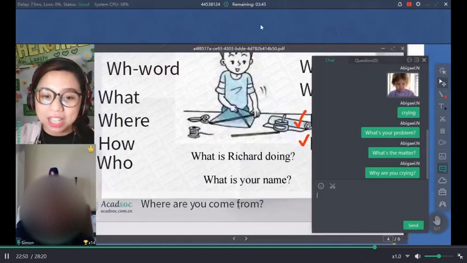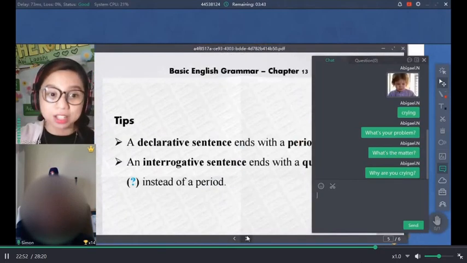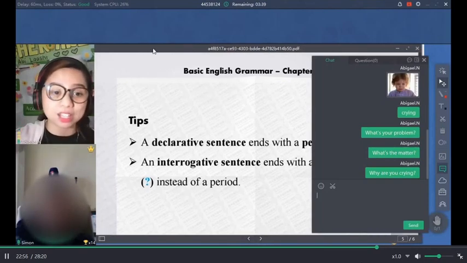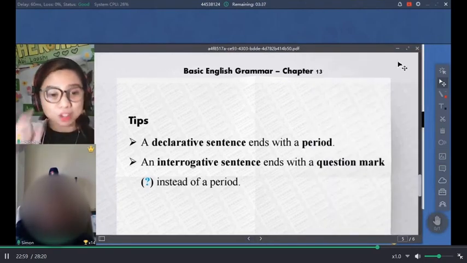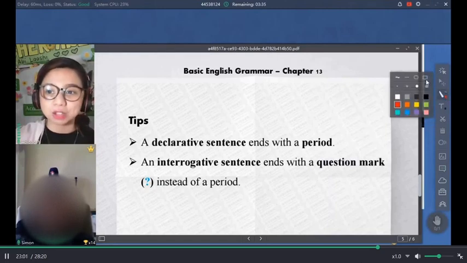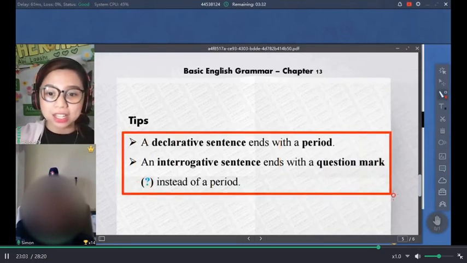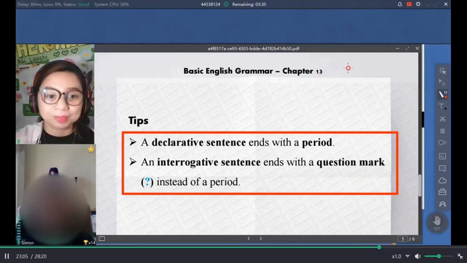Good. Now moving on. We're done learning the rules about what declarative and interrogative sentences are. Now I'll share a few tips. I think you have to read it aloud. Please say it.